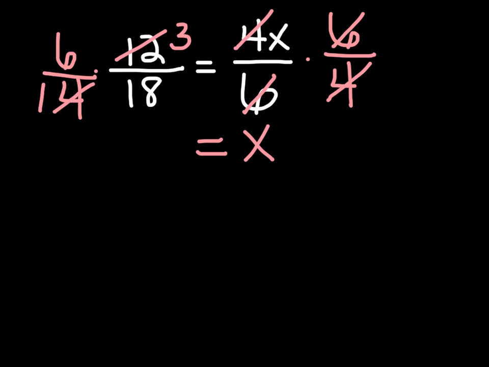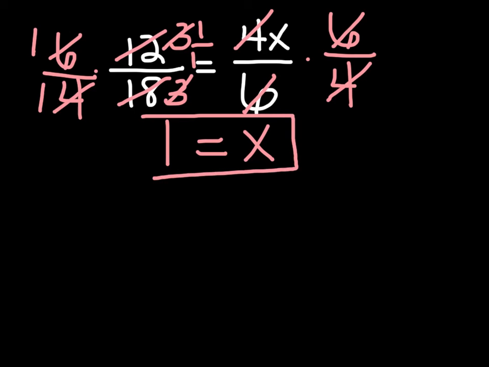I could also do the same with 6 and 18. I can simplify those or divide those both by 6. So that would be 1 and 3. Now I have 3 on top and 3 on the bottom, which I can also simplify, and I get 1 over 1. So on this side of my fraction, I have 1 over 1 times 1 over 1, which is the same thing as 1. So 1 is equal to x.